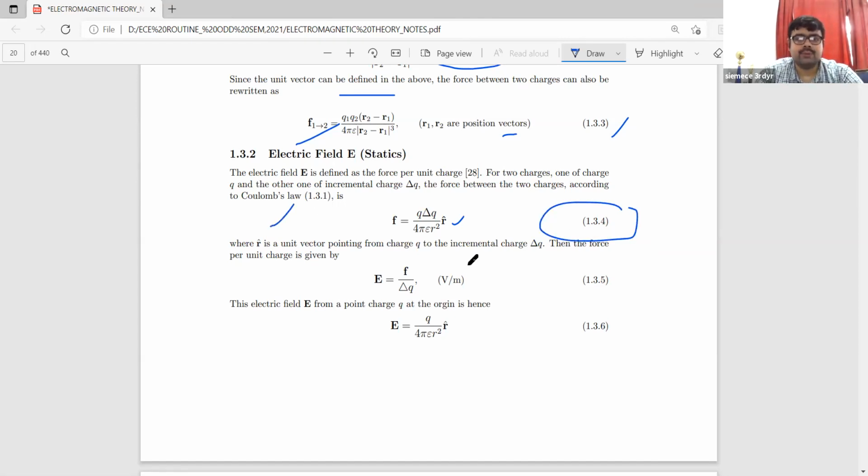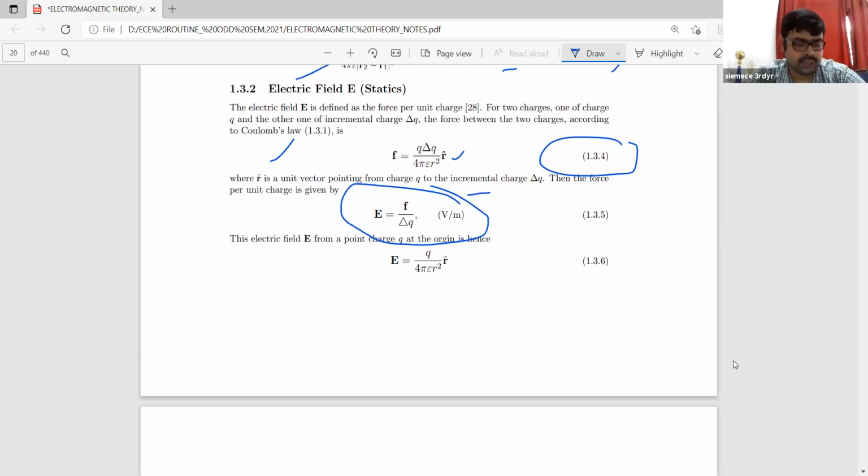But r cap is a unit vector pointing from charge Q to incremental charge delta Q. Then the force per unit charge, if you want to calculate the unit charge, and if you follow equation number 1.3.5, we get the expression like this: capital E equals F by delta Q, volt per meter. So that is the net content we are achieving. This is equation number 1.3.5.